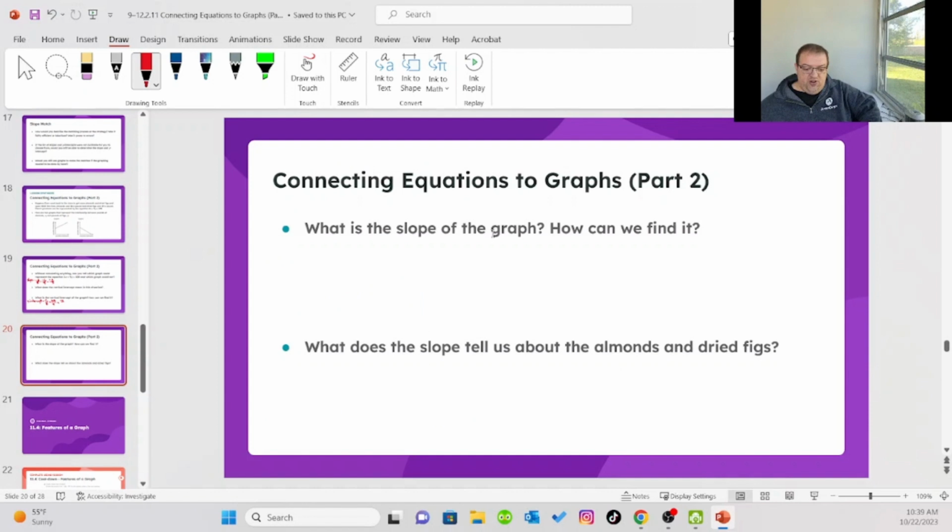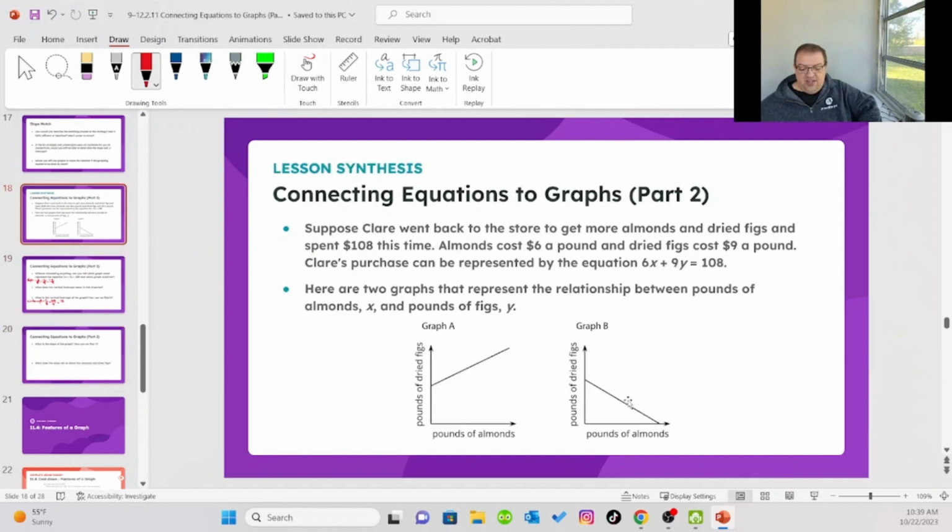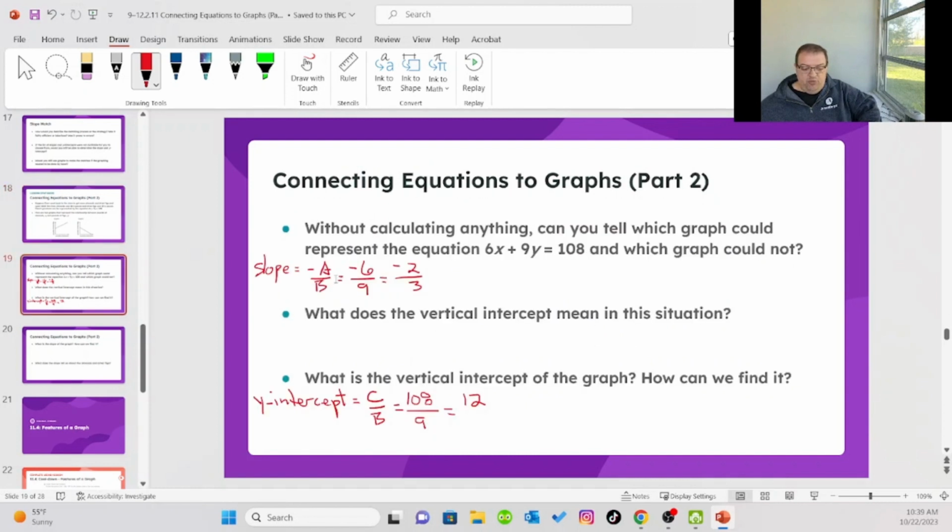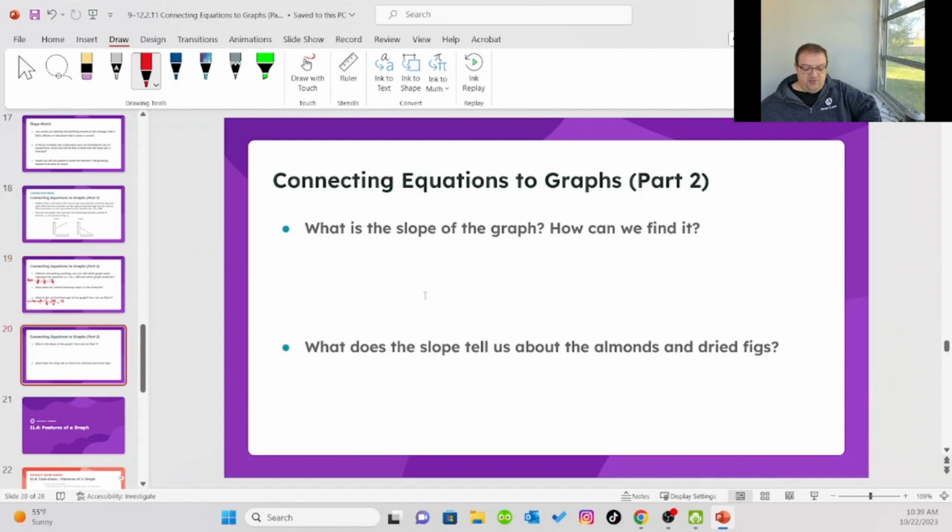What is the slope of the graph? How can we find it? They don't give us any numbers to use, but we already figured it out by taking negative A divided by B, which was negative 6 divided by 9. We simplified it by dividing the top and the bottom by 3, and we found a slope of negative 2/3.